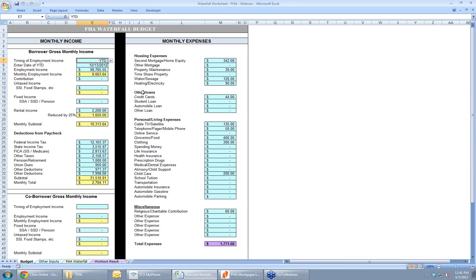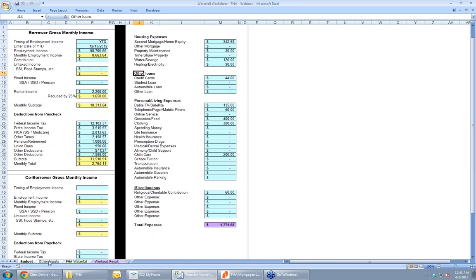I'll just make a note here on the other loans. So for recurring debts like credit cards, student loans, for those of you who've done some FHA work before, the new FHA rules have eliminated the back-end DTI. So this is not going to be a factor in that regard. This is only going into surplus income.